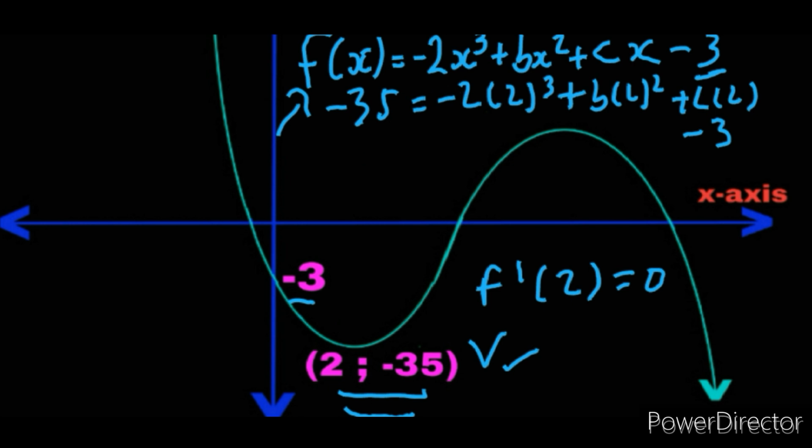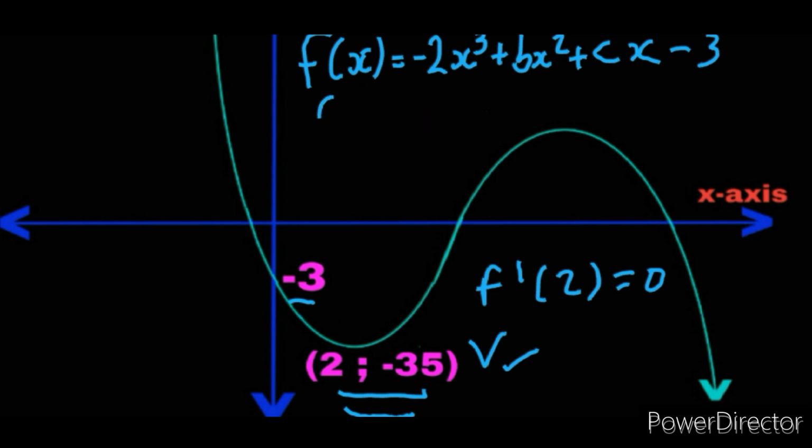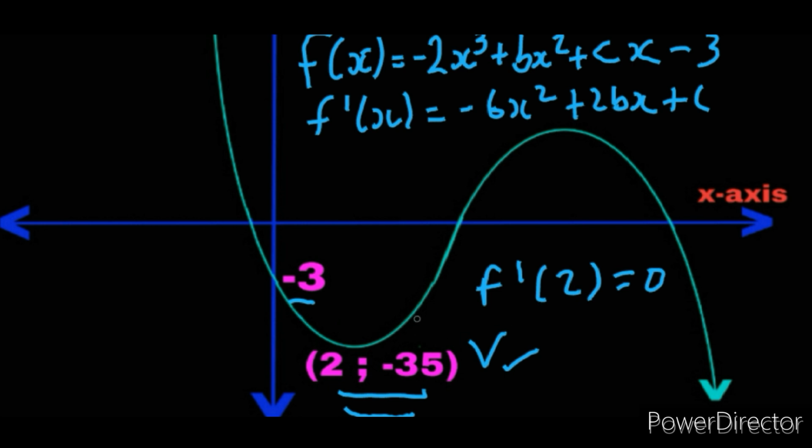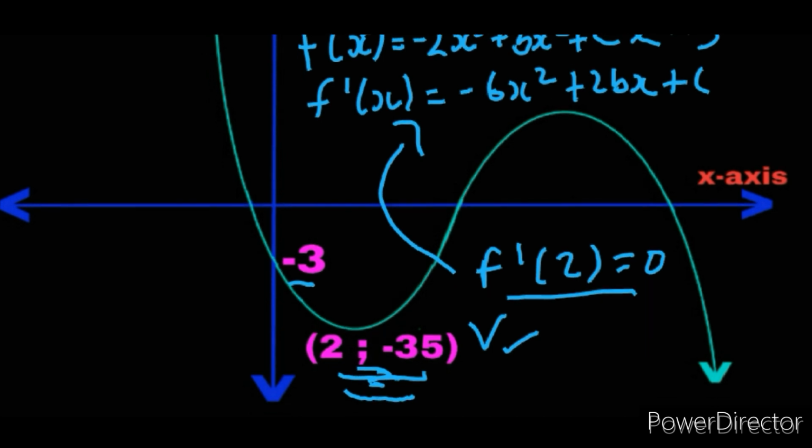So let's derive this graph. So if we derive this graph, we're going to have f prime x is equal to negative 6x squared plus 2bx plus c. So then we have to substitute the information of this into the derivative. So already we know that at this turning point, the first derivative is 0 and the x value is 2, which we have written here. So let's substitute this information into this equation. So let me rewrite this equation.